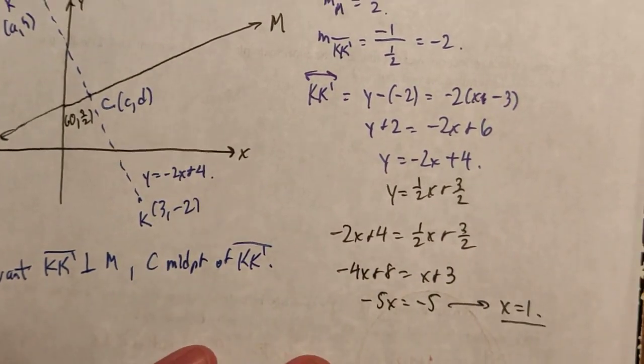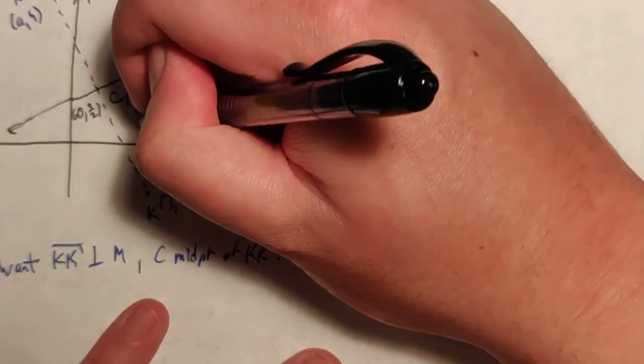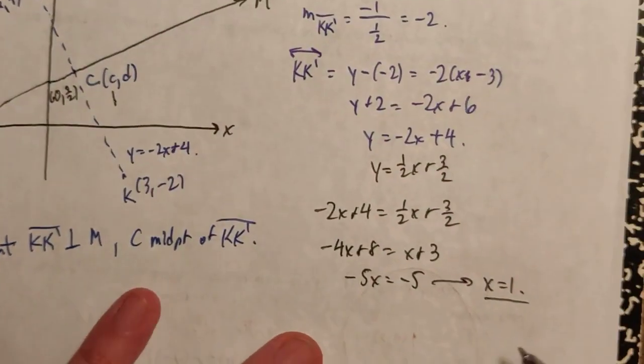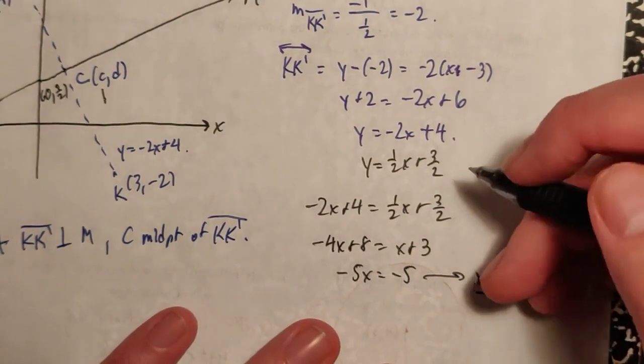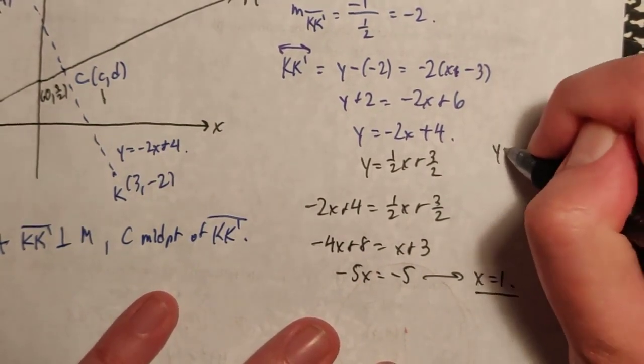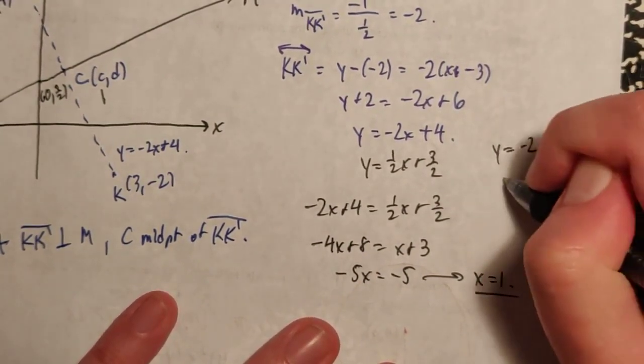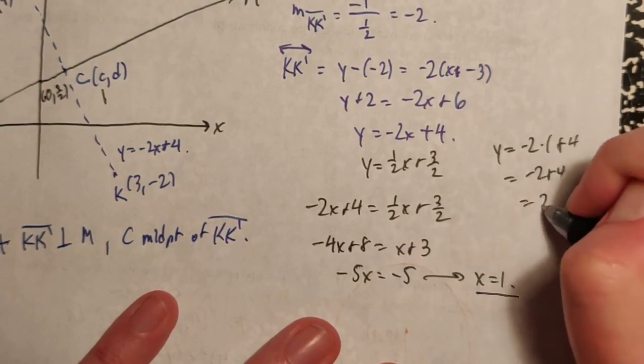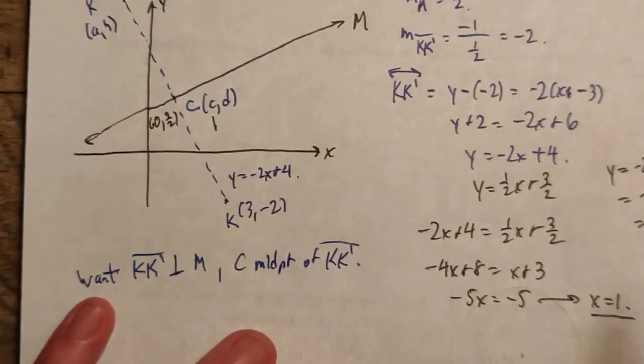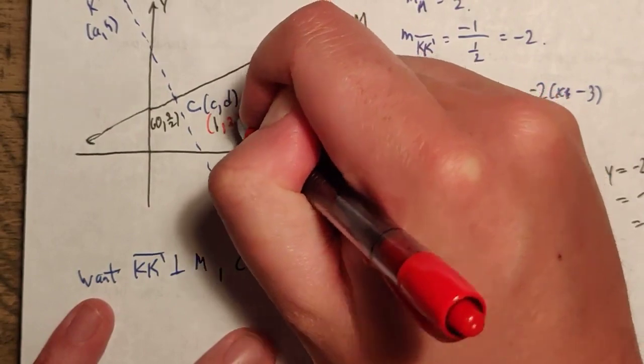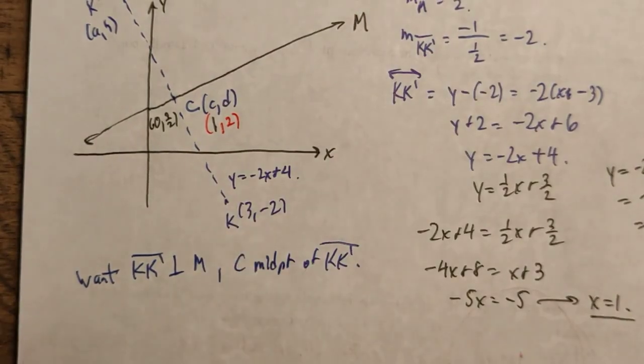That's actually quite nice. So we know that this point is going to be 1 comma something. Now we can go back and solve for y, since we can use whatever equation we want. We know y equals -2 times 1 plus 4, so it's -2 plus 4, which is 2. So the location of C is (1, 2).